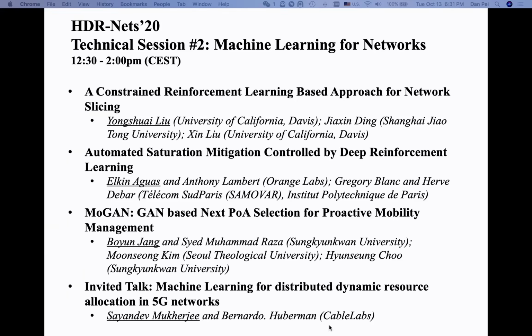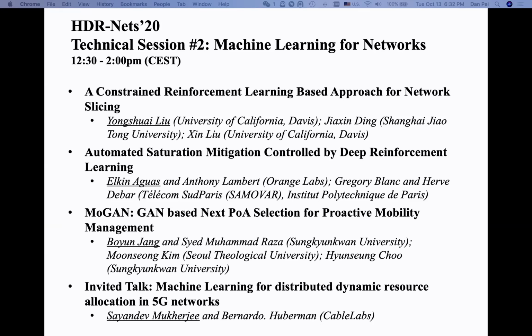We have the first paper, a constrained reinforcement learning-based approach for network slicing. The second paper, automated saturation mitigation controlled by deep reinforcement learning. And the third paper, MoGAN, GAN-based next POA selection for proactive mobility management. And the invited talk, machine learning for distributed dynamic resource allocation in 5G networks. So we are going to start with the first talk.